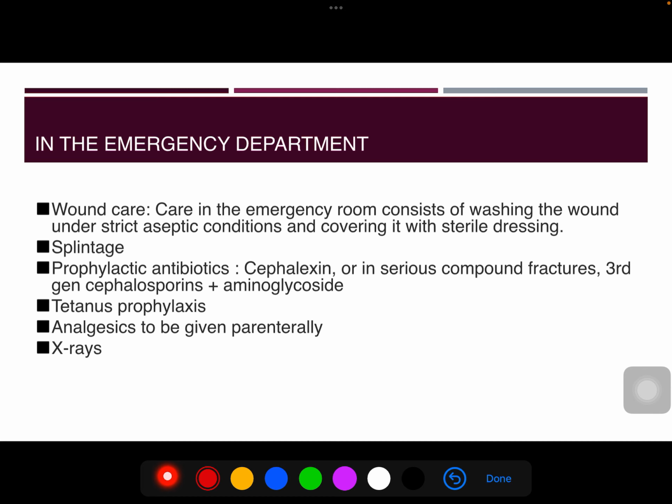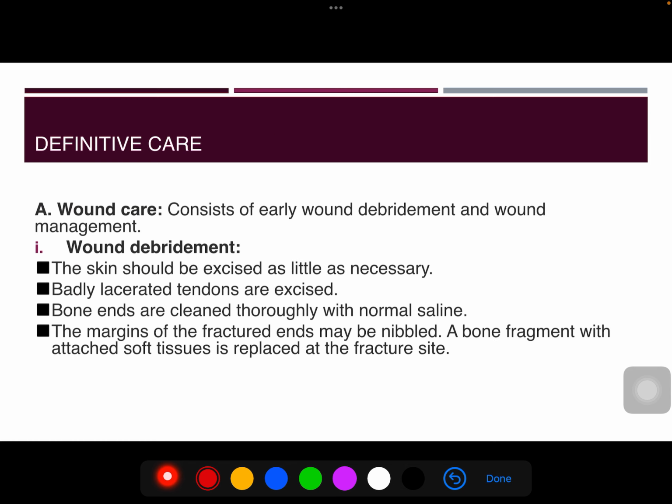In the emergency department, we have to do wound care, splinting, prophylactic antibiotics, tetanus prophylaxis, analgesics to be given parenterally, and an x-ray should be done. For definitive care, wound care, we have to do early wound debridement and wound management. On debridement, the skin should be excised as little as necessary, and badly lacerated tendons are excised. Bone ends are cleaned thoroughly with normal saline, and the margin of the fracture end may be nibbled, or a bone fragment with attached soft tissue is replaced at the fracture site.